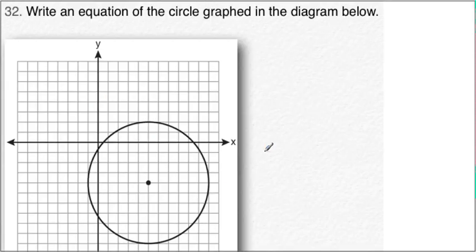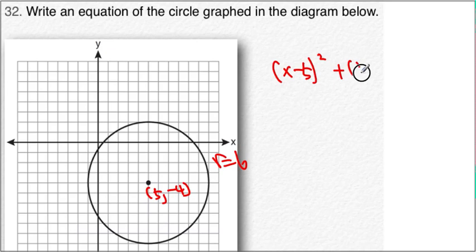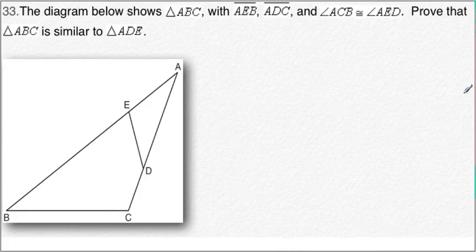Let's look at number 32. As I mentioned earlier, we'll be needing the equation of a circle here. What do we have? 1, 2, 3, 4, 5, and then 1, 2, 3, 4. So this point is 5, -4. What's the radius? The radius seems to be 1, 2, 3, 4, 5, 6, or 1, 2, 3, 4, 5, 6. 6 seems to be the radius. Then our equation would be x minus 5 squared plus y minus -4 squared is equal to 36. Alright, let us move on to the next question.